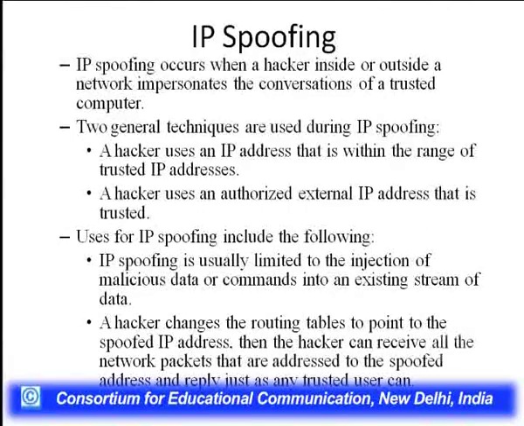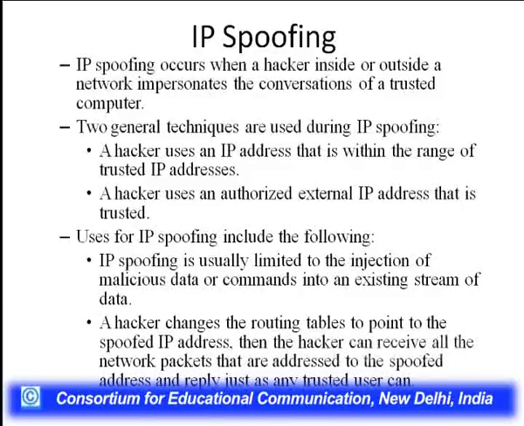Now, the third type of spoofing that takes place on the network is IP spoofing, or Internet Protocol spoofing. In this case, it occurs when a hacker inside or outside a network impersonates the conversations of a trusted computer. There are two general techniques used for IP spoofing. The first is that the hacker will use an IP address within the range of trusted IP addresses of the destination, and second, a hacker will use an authorized external IP address that is trusted.